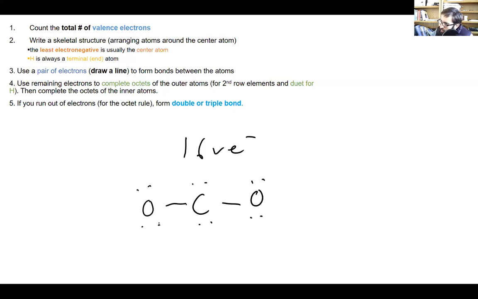So instead, what do I need to do? I need to move these lone pairs from the oxygens and use them as bonds on carbon, like that. Now let's check. Carbon: 2, 4, 6, 8. Boom, octet rule satisfied, with no lone pairs. Oxygen: 2, 4, 6, 8. And this oxygen is the same: 2, 4, 6, 8. So that's my final answer, and done.